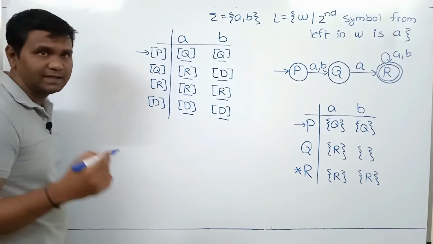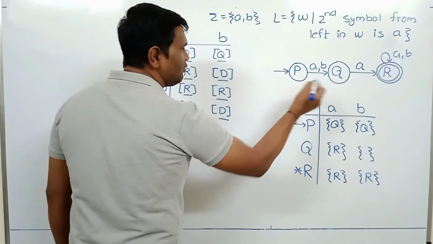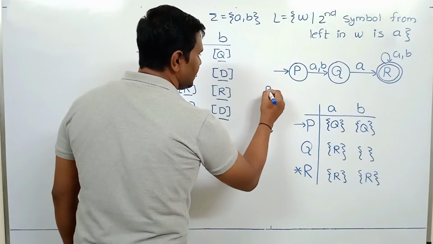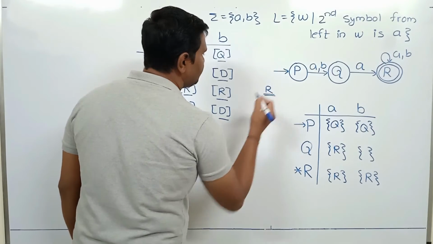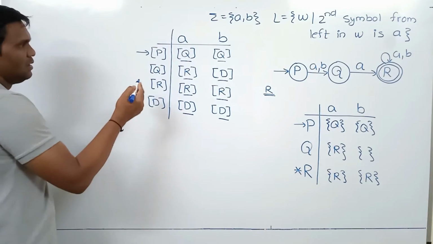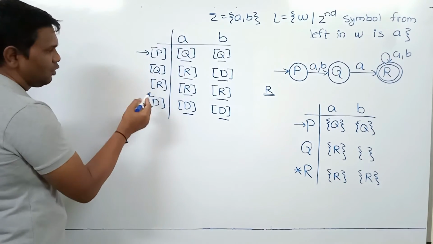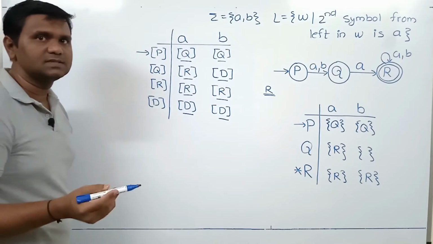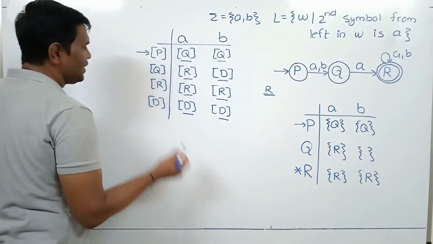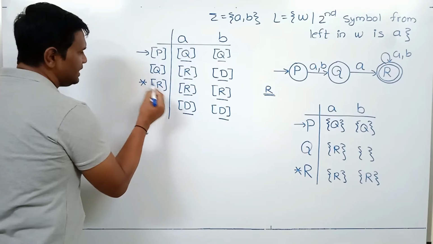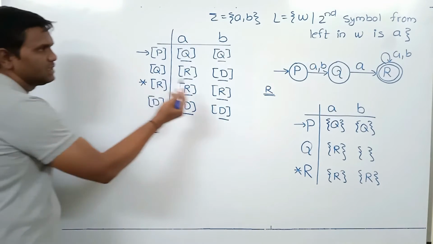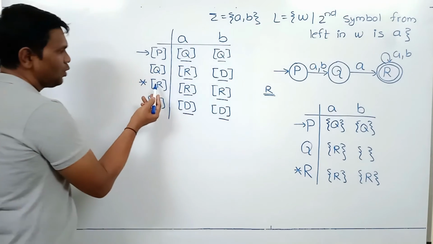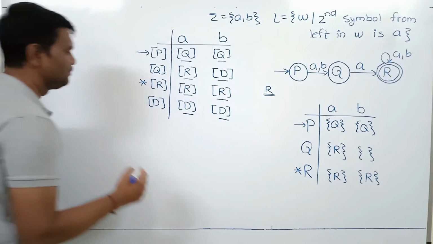Now we have to mark final states. So first we have to consider final states in NFA. There is only one final state. So we have to check which states of DFA contain at least one final state of NFA. So this is the only state. It contains a final state corresponding to NFA. So R is final state in DFA.